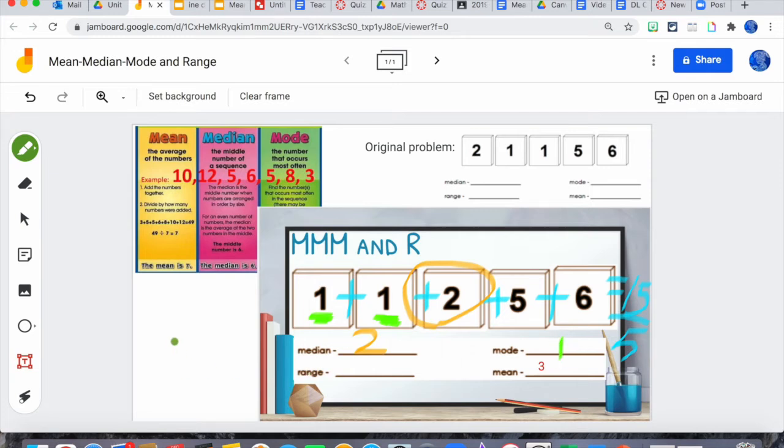Finally, we're going to find the range. Okay, so 1 through 6, that's the range. We find a range by just finding the difference between the smallest and the biggest numbers. 6 subtract 1 and I get 5. That's my answer for the range.